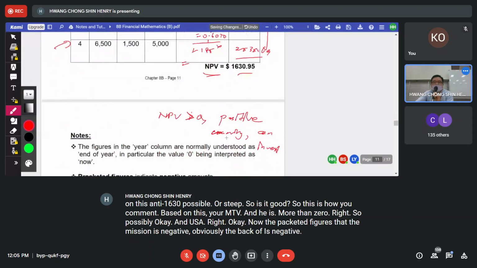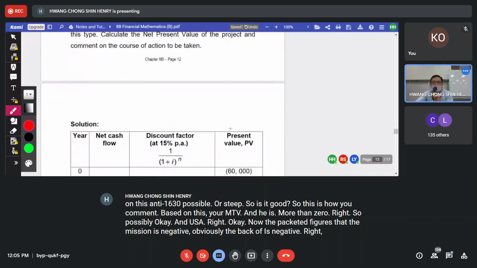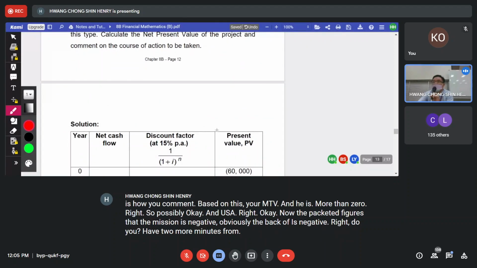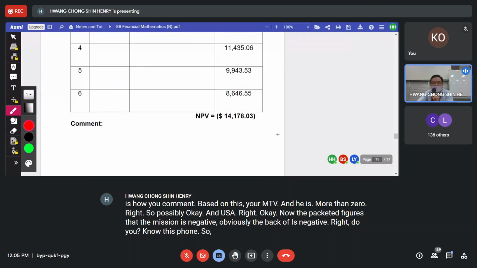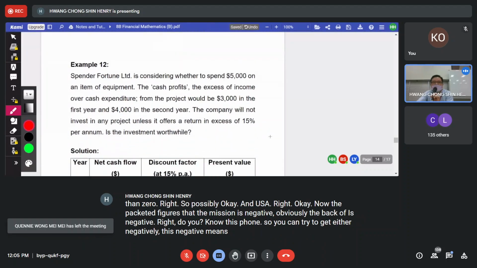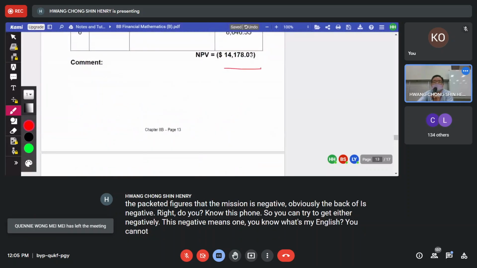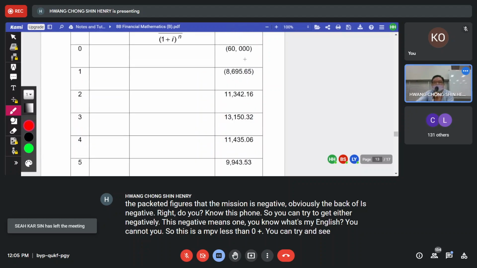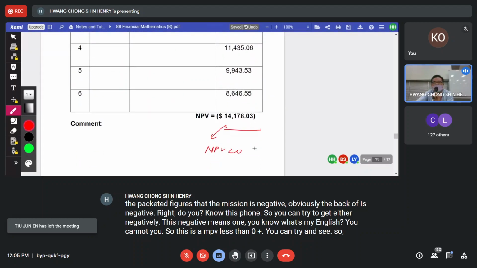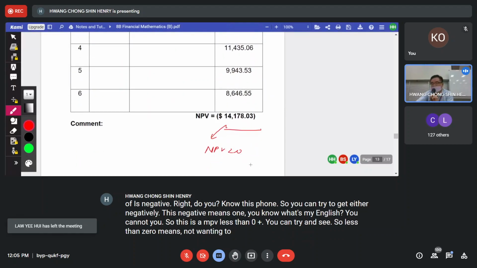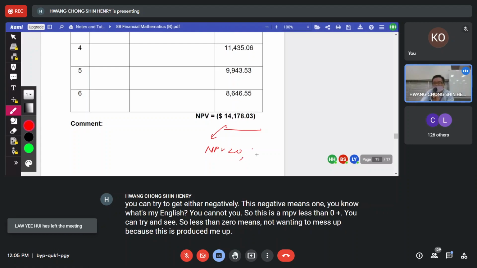All right. Now do you have 2 more minutes for me? Got class. You got class already. Okay. So you can try to get this negative. This negative bracket means lost money. Lost money means you cannot invest already. So this is NPV less than 0 because it's bracket. You can try to see how you want. Try this is your NPV, this is your discount factor. So less than 0 means not worthy to invest because this is lose money.